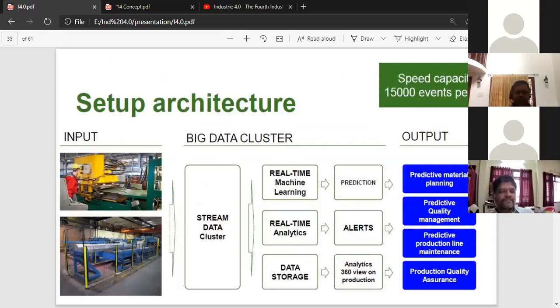So the setup is something like this. Typically, you have the shop floor and your machines, and on the left side you probably have a data cluster, right? Gone are the days when you have single machines.